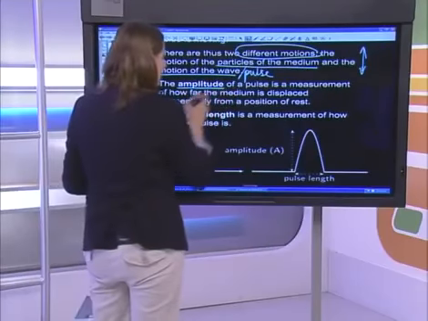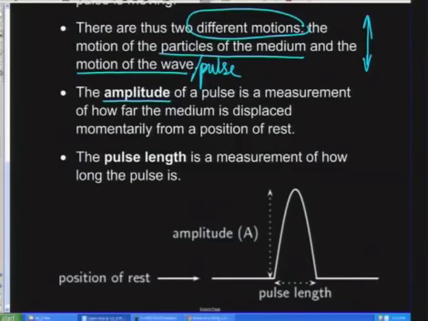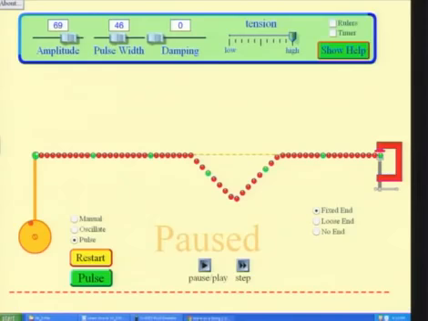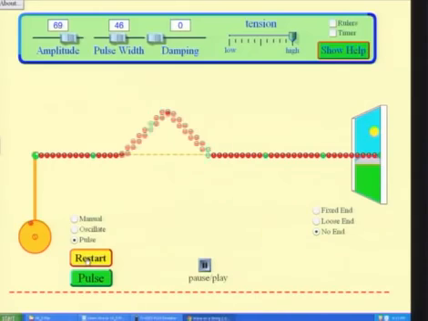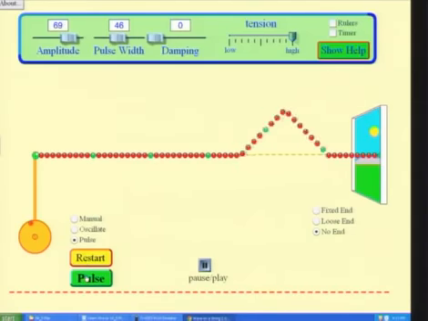The amplitude, this is a lovely one, and it comes up with pulses and waves, which we'll discuss in a moment, is a measurement of how far the medium is displaced momentarily from its position of rest. Now I'm going to go back to my little animation, and we'll go back to a pulse, and I'm going to choose that no end. We'll restart it, okay? And what I want to do here is drop this amplitude right down to 22. What do you notice?